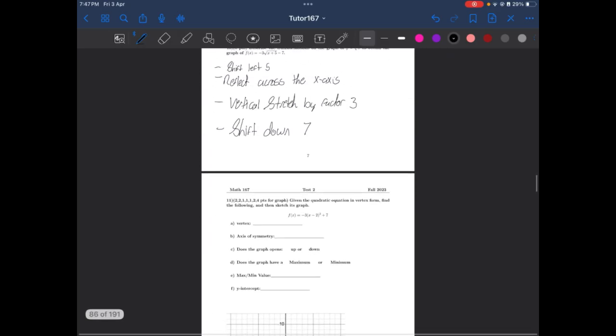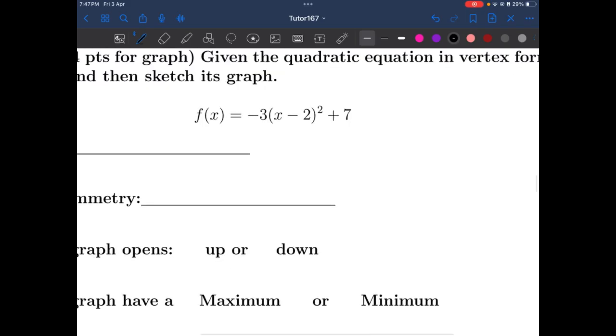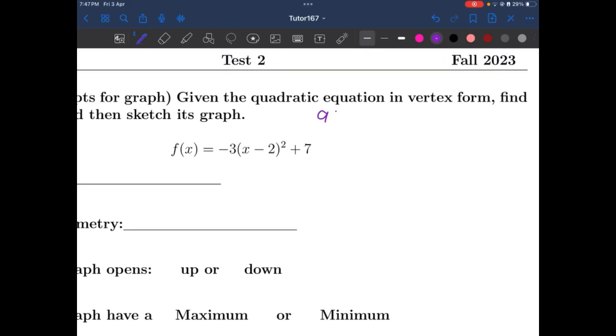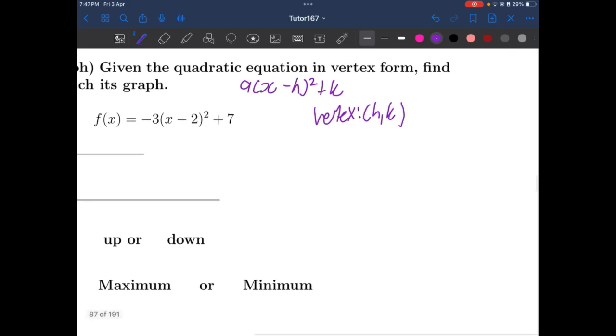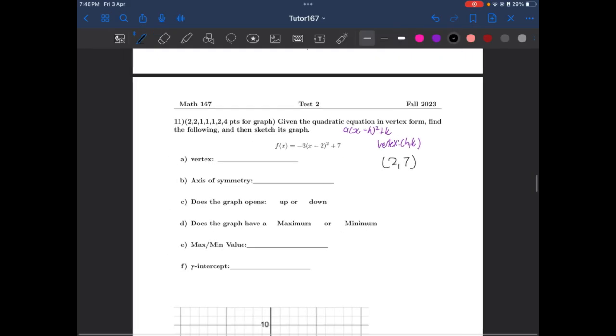Okay, and this is the last page. This is of the formula a(x minus h) squared plus k. The vertex is (h, k). So to find our vertex, all you have to do is take the 7 out. And when we take the h out, you flip the sign. So instead of negative, it would be positive 2, and then just 7. You don't change the sign for the number that's over here. It stays the same. So our vertex is (2, 7).